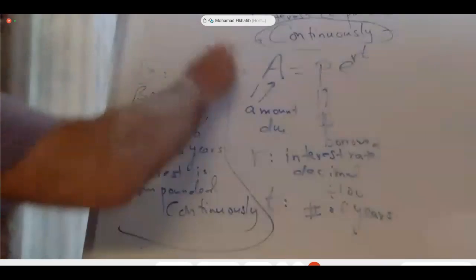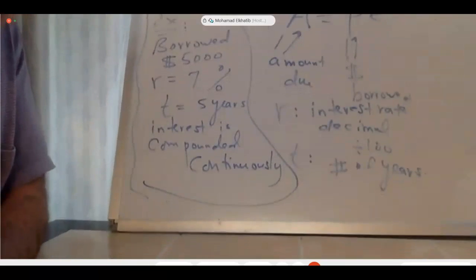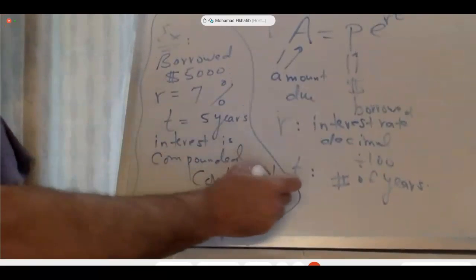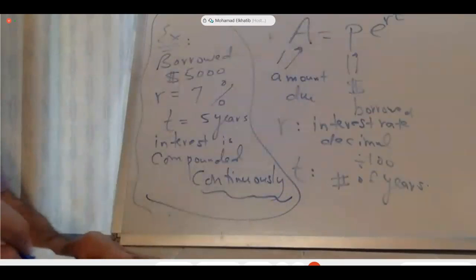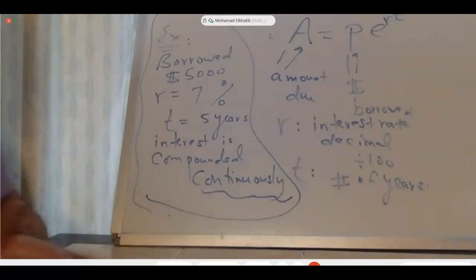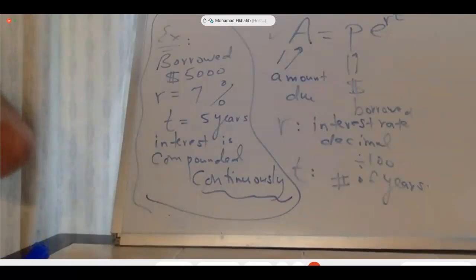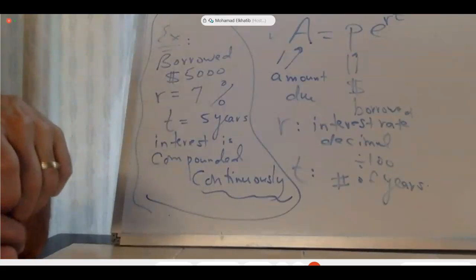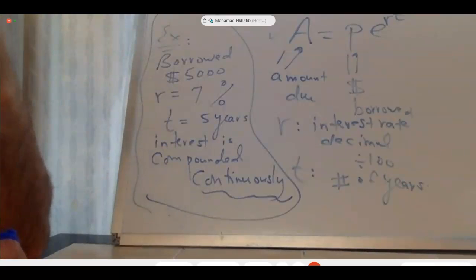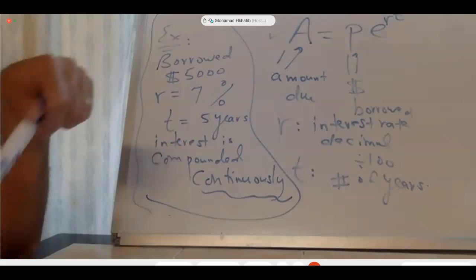Now, this is a question over here. It's very important for the keyword. If it's continuously, then you have to use this formula. So on your homework, be sure you pay attention to how the question is worded, okay? Whenever they say the interest is compounded continuously, the formula is different than the one that's compounded monthly or simple interest.